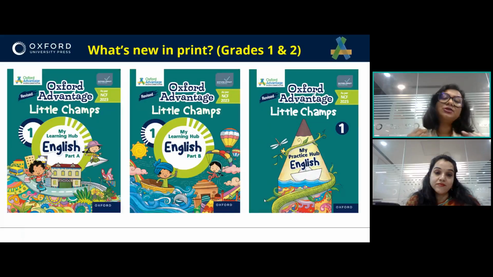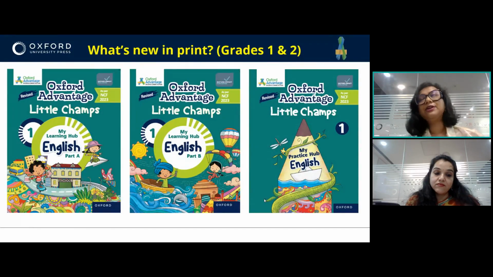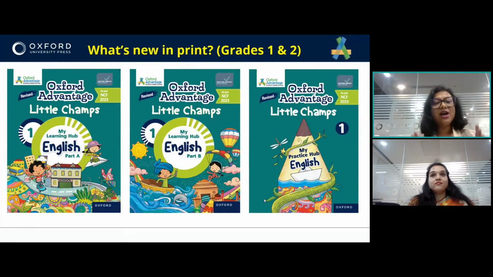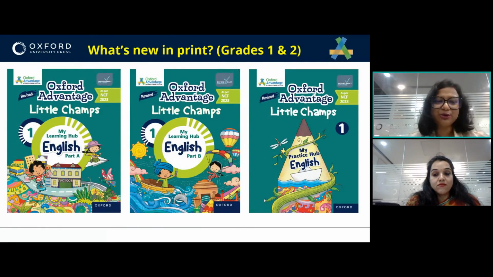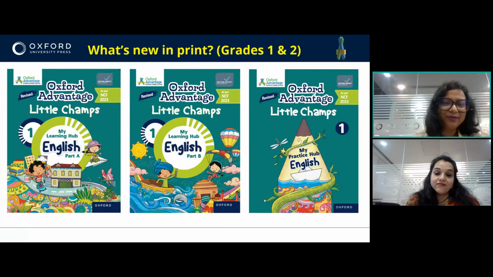A lot of thought has been put into the illustrations also. Each of these covers reflects the themes that they include. As you know, Oxford Advantage is a theme-based curriculum. All the chapters are organized according to themes, so art and design relevant to the themes have been put on the covers. For example, in part B, we have Air and Water, Our India. You can see elements of air, water, India on the cover itself. The same goes for the part A covers. A lot of thought has been put in right from the cover of the book.